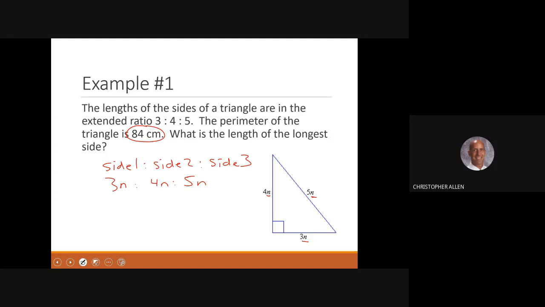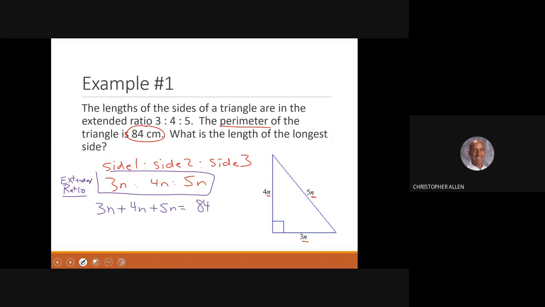You've been told that the sum of all of the sides, that's called the perimeter, if you were to add these up, has to equal 84. That gives us the key. And in fact, let me make sure I write this down before we move on. This is an example of an extended ratio. Now I'm going to use the fact that the perimeter is 84 to get it. In other words, whatever 3n is, that's the length of side 1, plus 4n, that's the length of side 2, plus 5n, that has to equal 84.